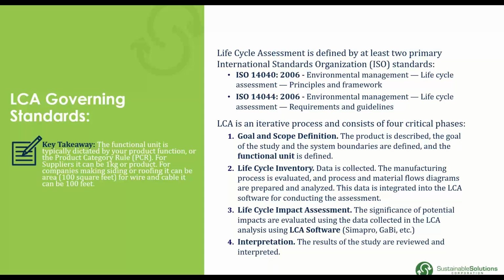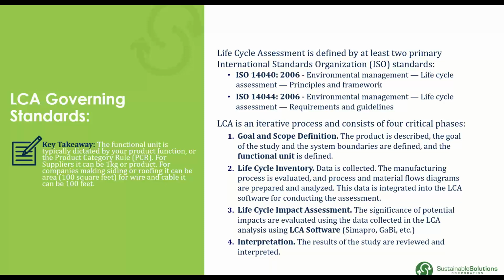The next thing we're going to do, and I'm going to talk about that in a few minutes, is life cycle inventory. We're going to collect data, lots of data, and we're going to develop a process flow diagram or a material flow diagram. We're going to try to understand how these products are made, getting down to every material and every ingredient, every input and output into the process. Then in the next phase we do life cycle impact assessment. We use life cycle software to do that, typically SimaPro or GaBi, to do those analyses.